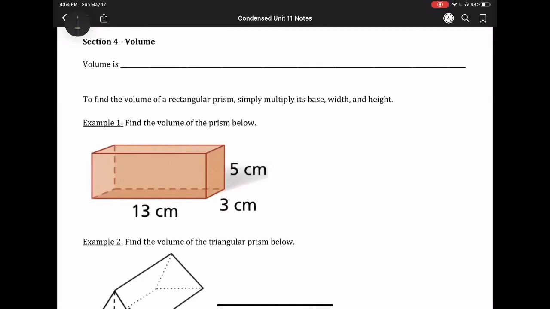Hello everyone, today we are finishing our 3D geometry unit with our third section covering volume.